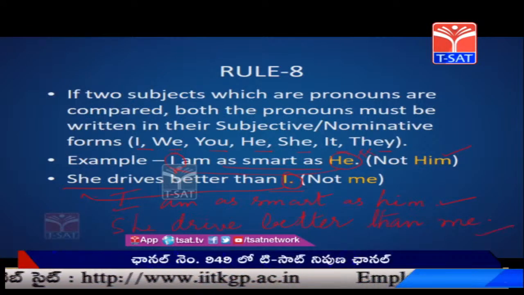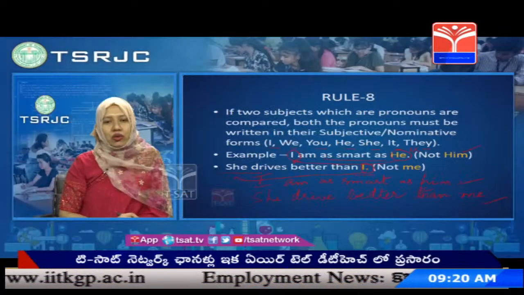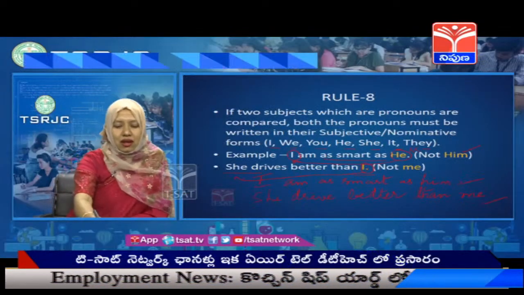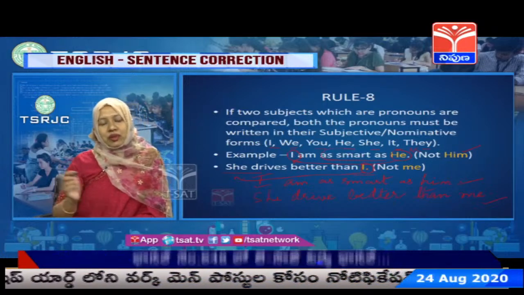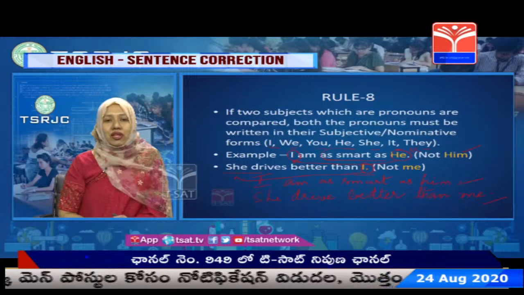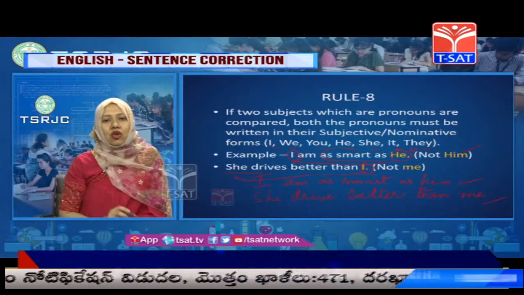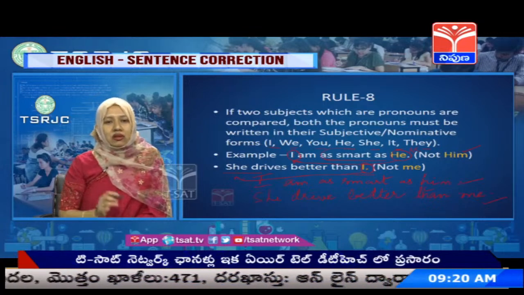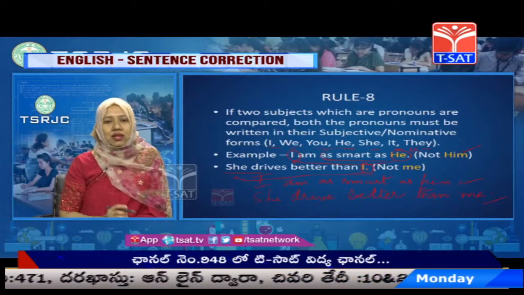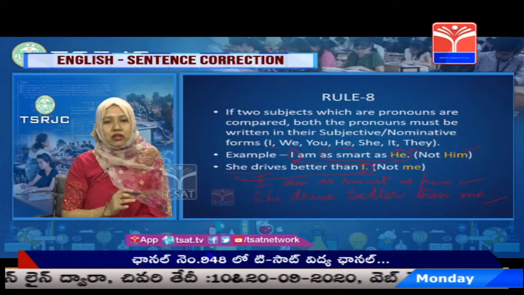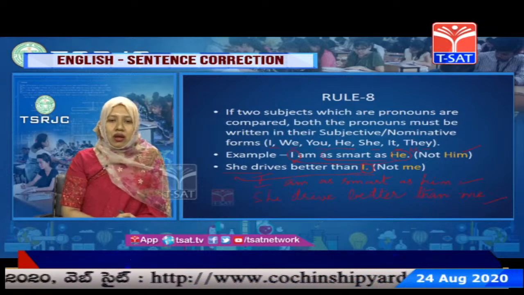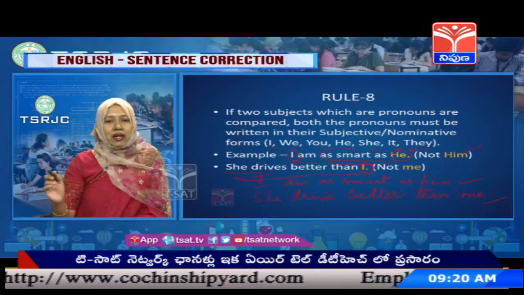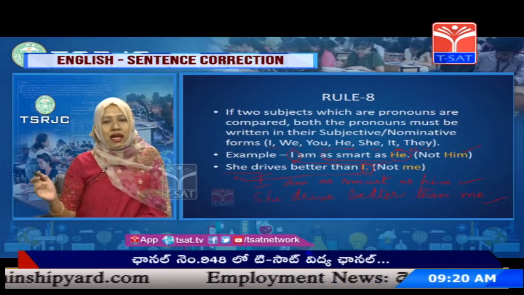Let me explain once again. When two pronouns are used and there is a comparison, a simile is used when you are comparing with as, with another person, then you should always use the nominative form of the pronoun. You should not use the subjective form. Okay, a subjective form is used in the subject place. Example, I am as smart as him. She drives better than me.